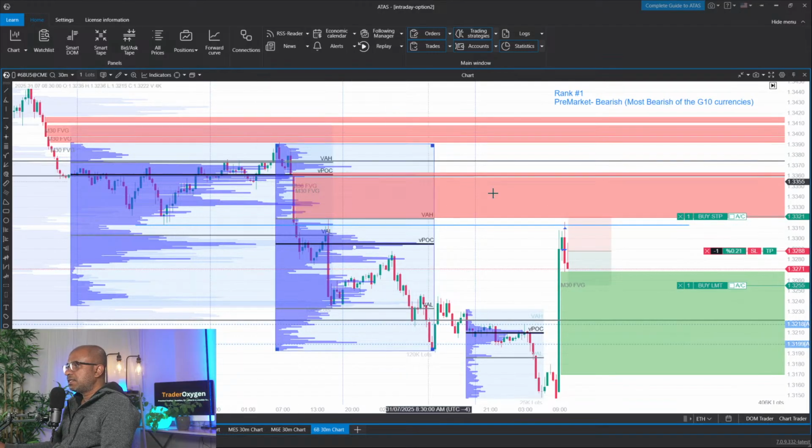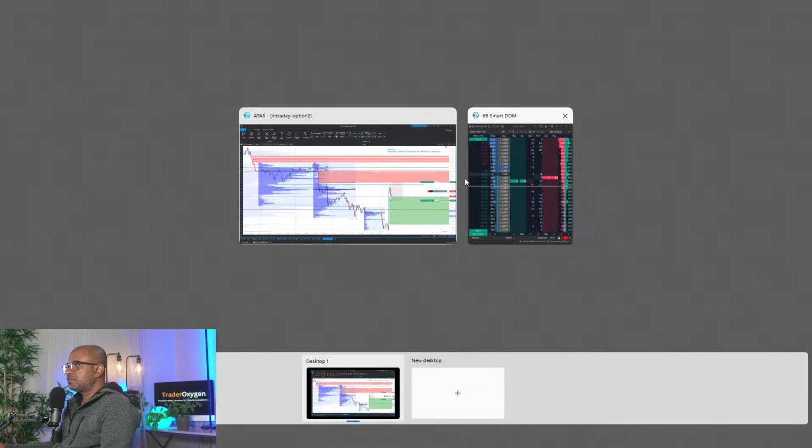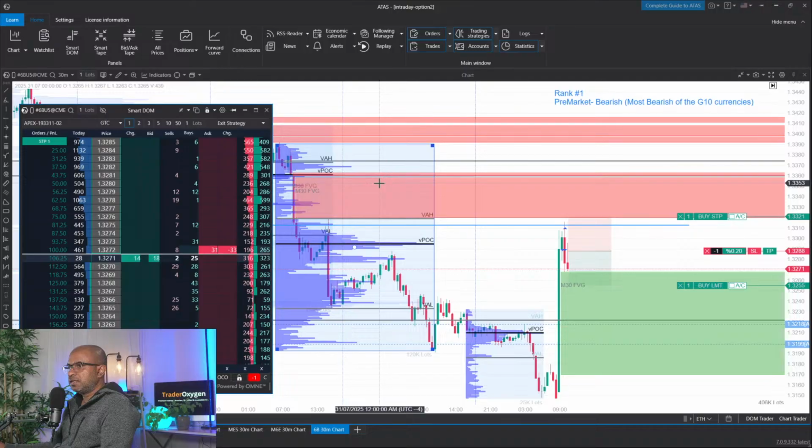So you can see the price is pushing down from the entry, and if we bring the smart DOM, you can see the sellers are trying to push the price down. The price is pushing down from the entry.